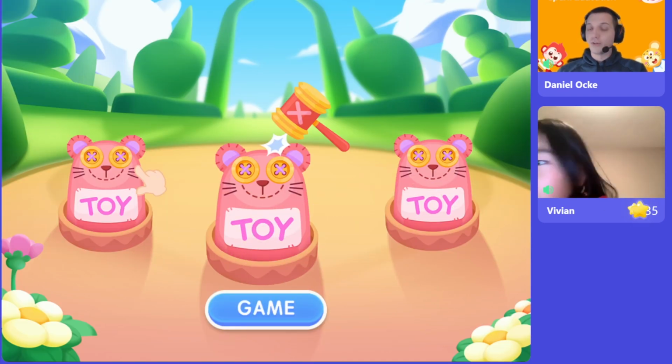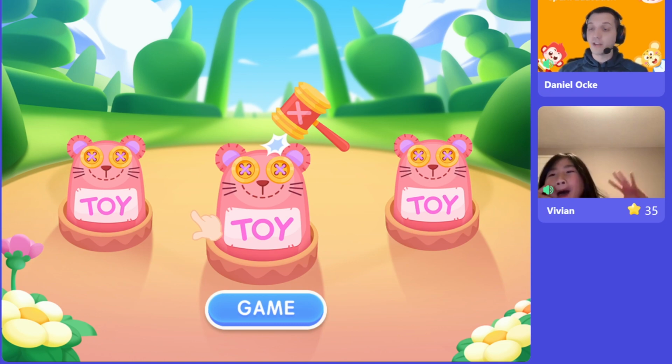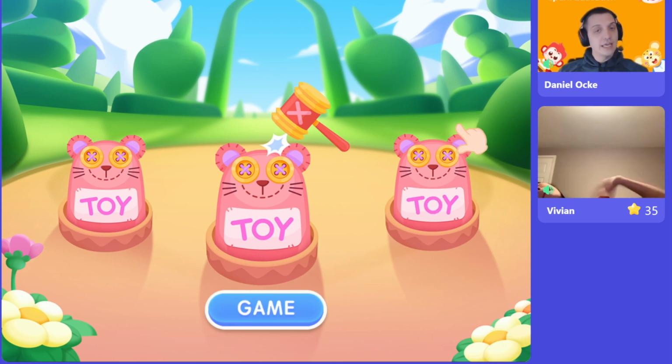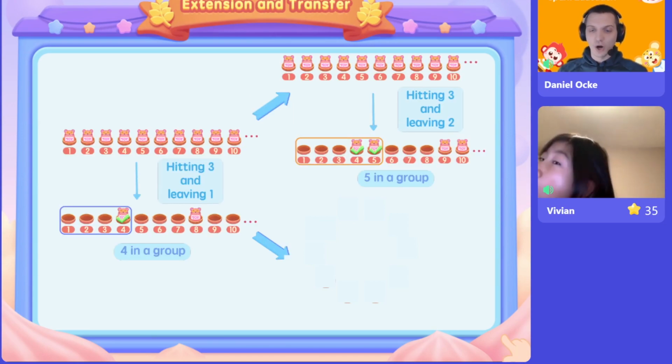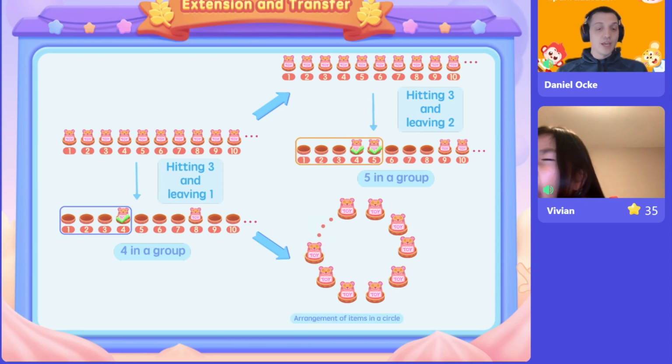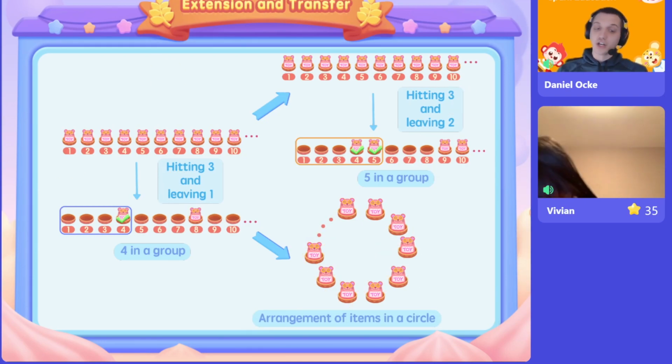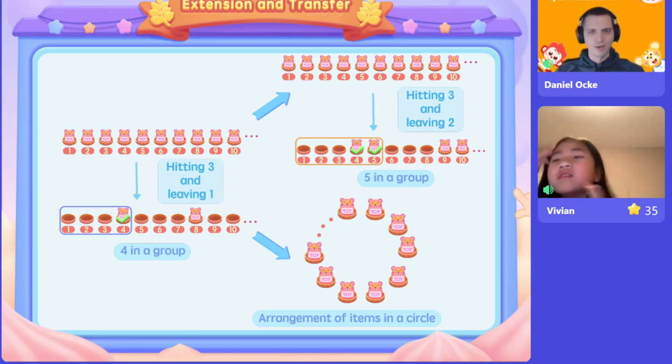Okay, so just for a little extension and transfer here, we can have these different types of patterns where we were hitting 3 and leaving 1. So remember, if we were hitting 3 and leaving 1, that group would consist of 4. If we were hitting 3 and leaving 2, then that group would consist of 5. So remember, the number that is in the group is important because that's what we're dividing by in our problems. If we lined them all up in a circle, it might change a couple things where we're whacking every other one or things like that. So just different types of these whack-a-mole problems that we can look at here.